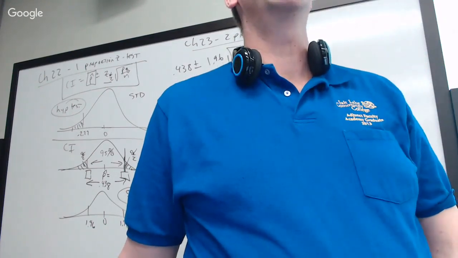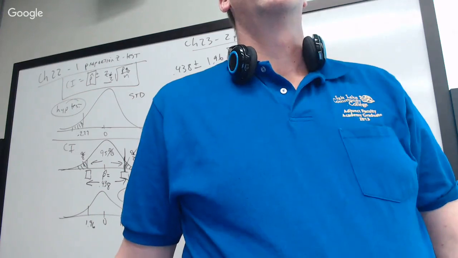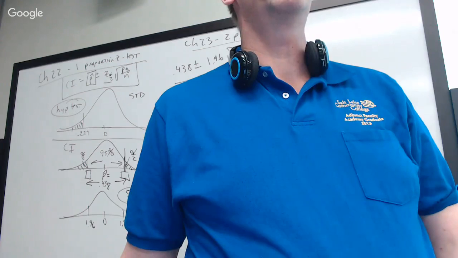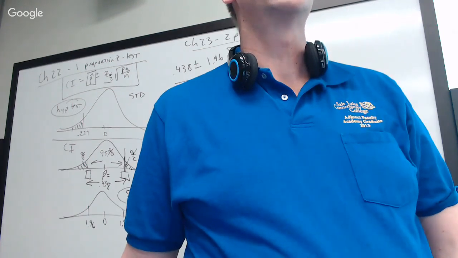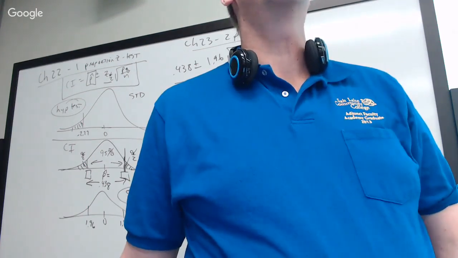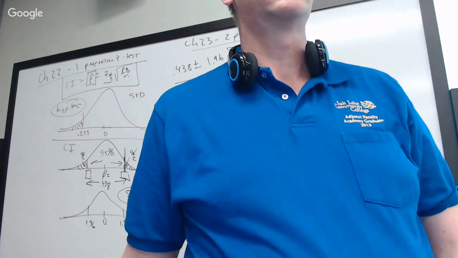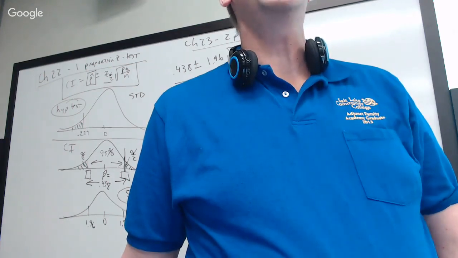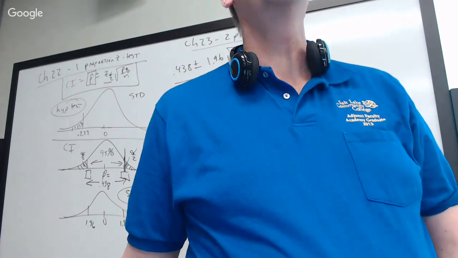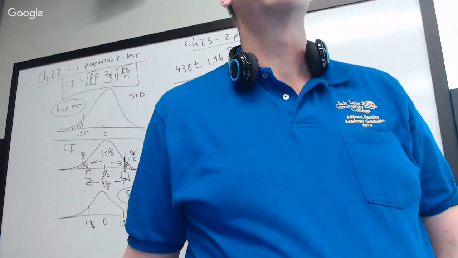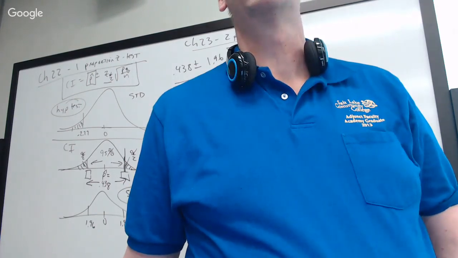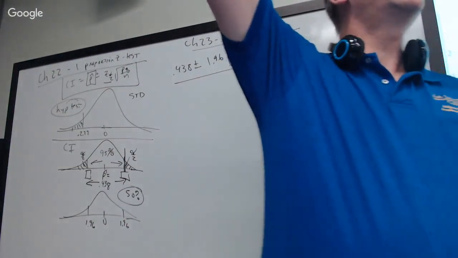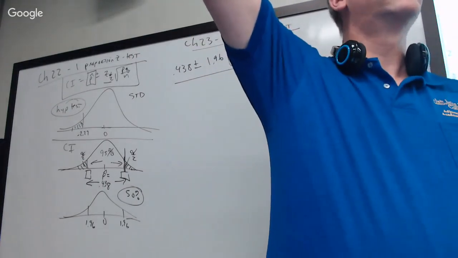Okay, so let me ask you this question. You guys are comparing your survey results about whether Donald Trump should have a primary challenger, right? You are comparing that to a known survey. Is that going to be a 1 proportion test, or a 2 proportion test? Let's vote. Who says it's a 1 proportion test? Who says it's a 2 proportion test?